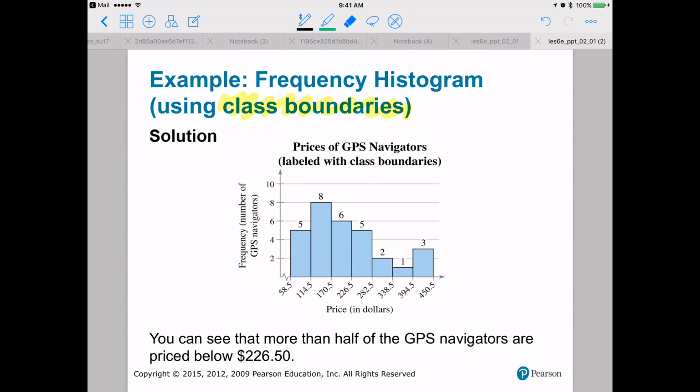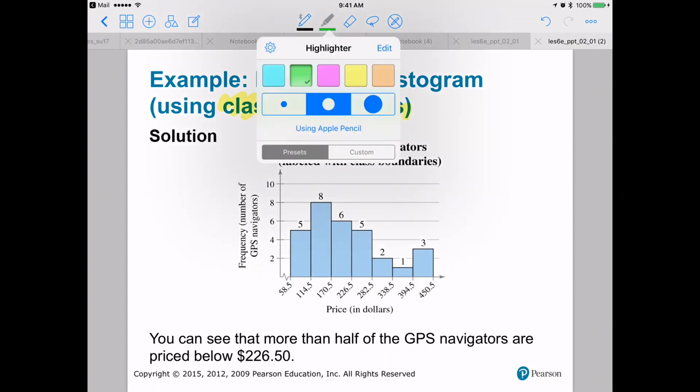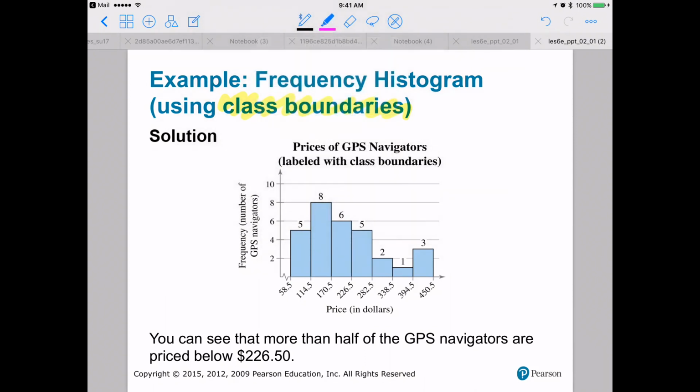What would that mean? How do we know that? So if we look here, now, which GPS navigators are priced below $226.50? Anything in here, right? So these are priced below $226.50, and these are priced above, right? So if we wanted to see how many of the GPS navigators are priced below, let's add it up. So we'd have 6 plus 8 plus 5, which is 19.